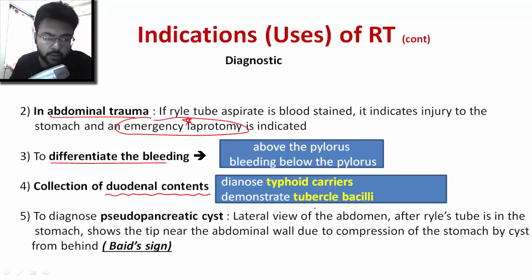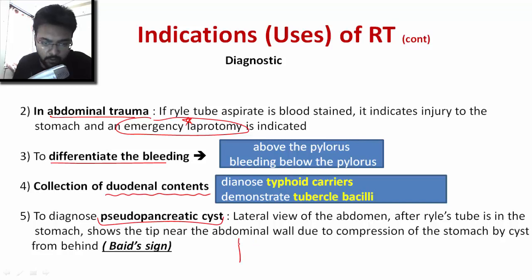It can be used for collection of duodenal contents in typhoid carriers, or to demonstrate tubercle bacilli, especially in pediatric patients. It can be used to diagnose pseudopancreatic cyst. You do a lateral view film of the abdomen after the introduction of the Ryle's tube. It will show that the tip is near the anterior abdominal wall due to compression of the stomach from behind.